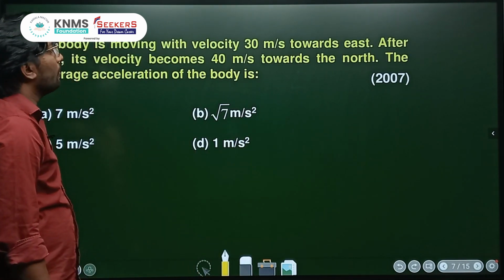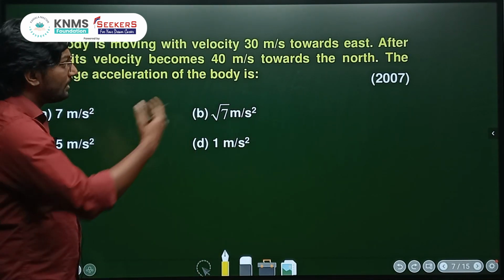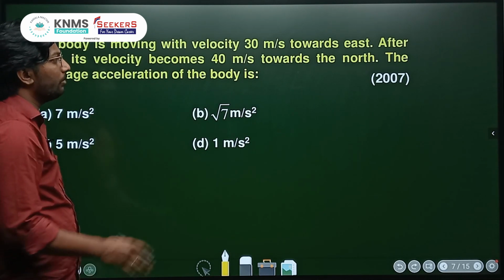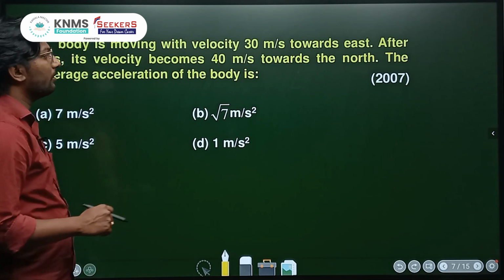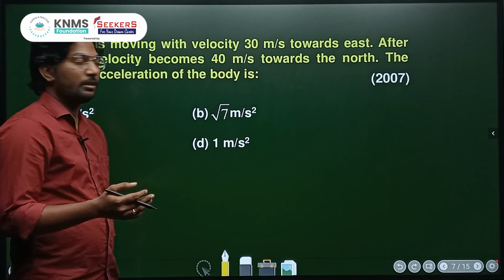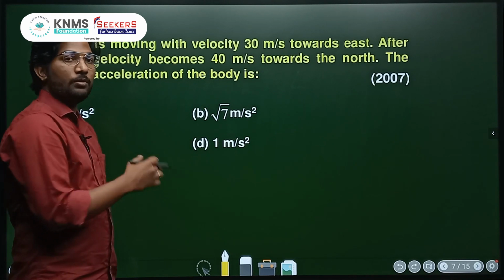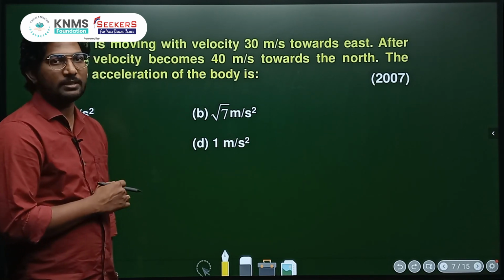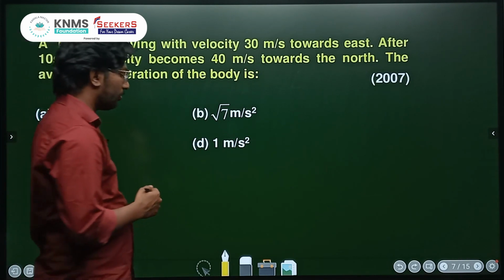A body is moving with velocity 30 meter per second towards east. After 10 seconds, its velocity became 40 meter per second towards north. The average acceleration of the body is. Well, this question can be based on average motion, or it can also come under constant acceleration, which means a kinematic equations based question.